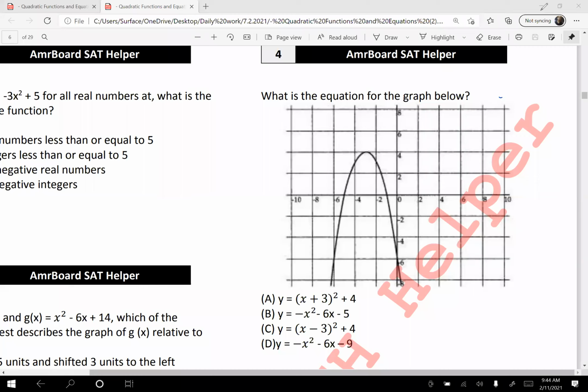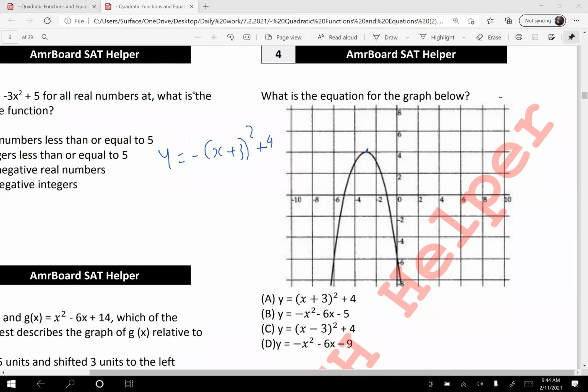Habiba, tell me the solution. A is not the answer. Do you know why? Because the value is maximum. So the function will be y equal negative x plus 3 all power of 2 plus 4.